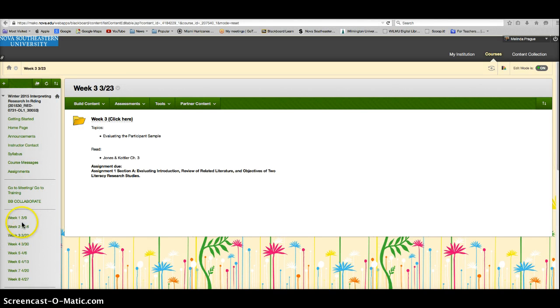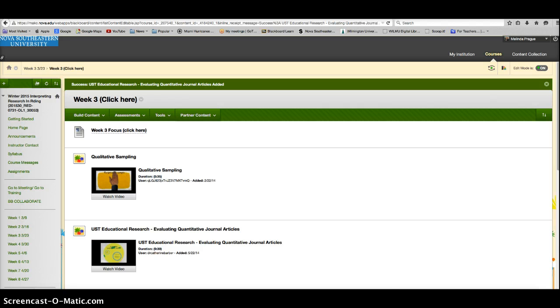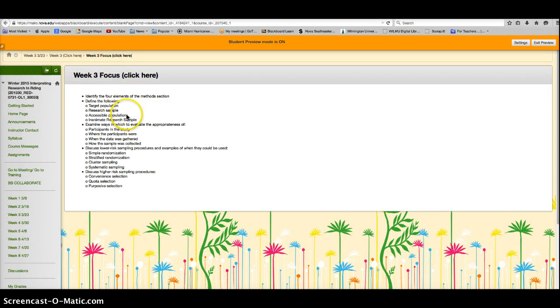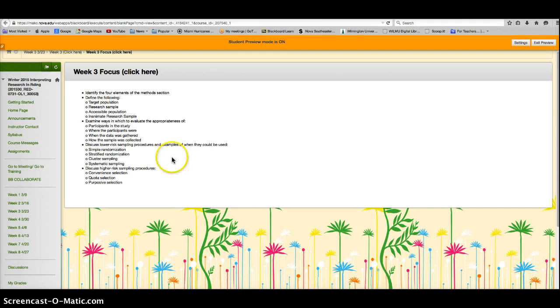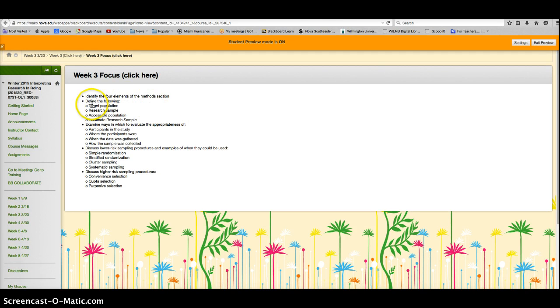I've clicked on week 3 on my menu bar on the left. And you'll notice that it says topics, evaluating the participant sample, and to read chapter 3 in our text. It also says click here. So when I click here, I can get to 2 different areas. One is the weekly focus. So our focus this week is to look at the 4 elements in the methods section.